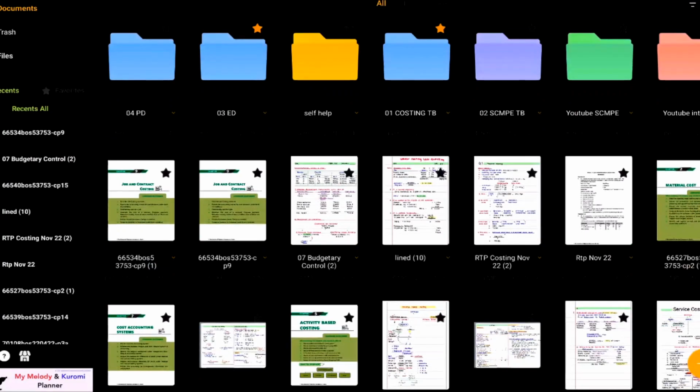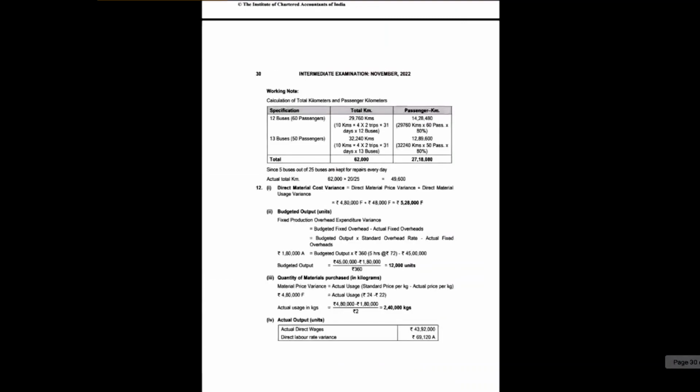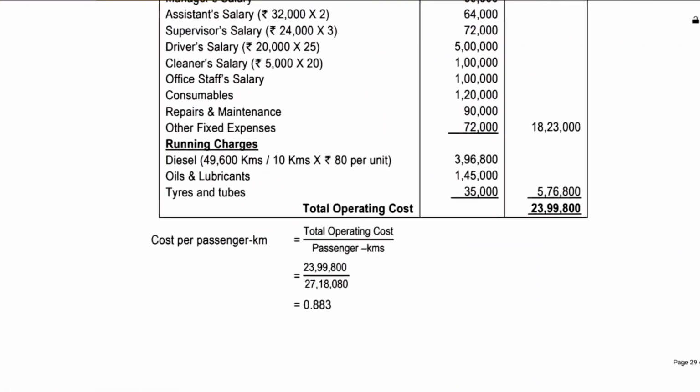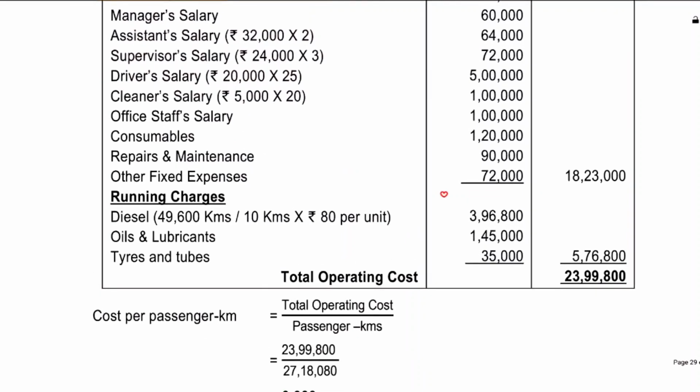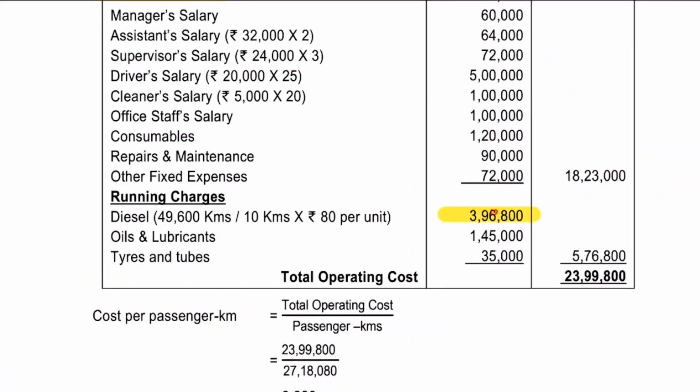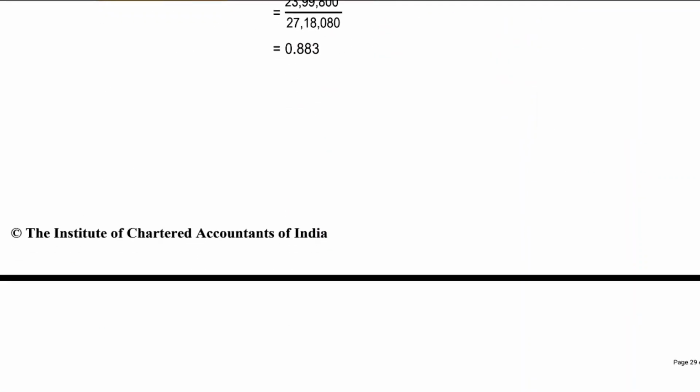Okay, let me just confirm for you. Here the RTP was downloaded actually. Yeah. So finally we have got that. Question number whatever. So diesel cost. Let's have a look. Okay, I think this is the answer that I have written. 396800. You can check this. 396800. Is it clear till here?